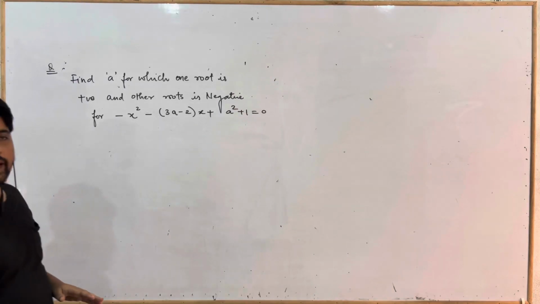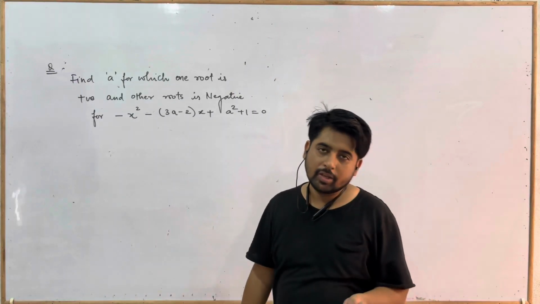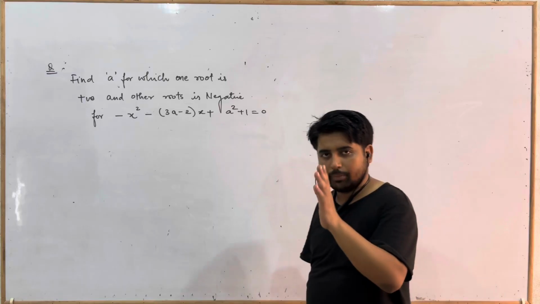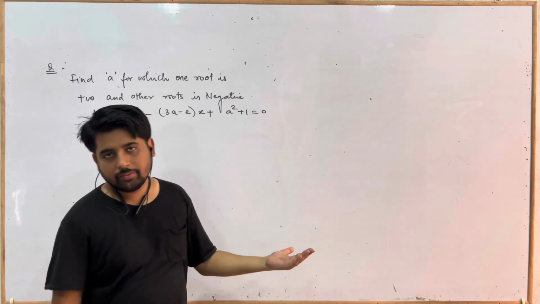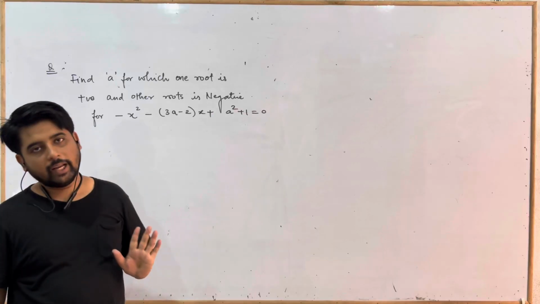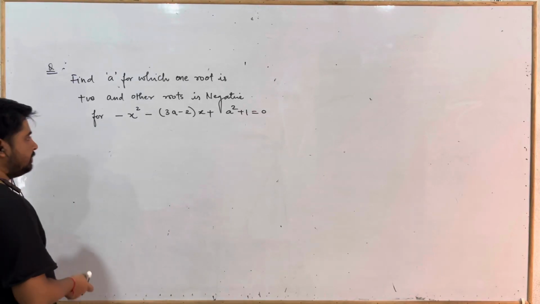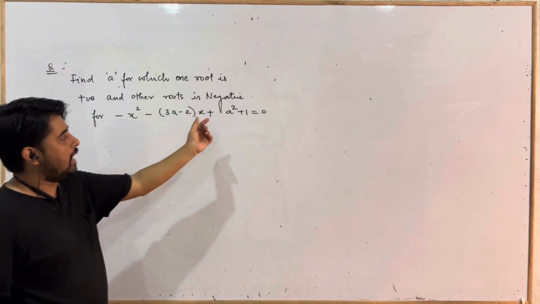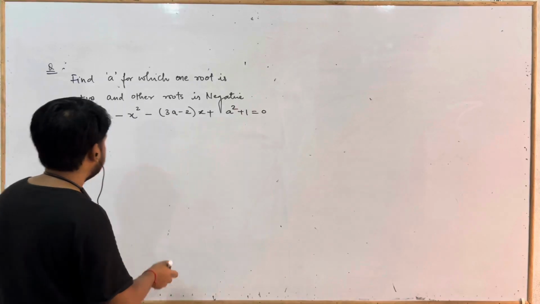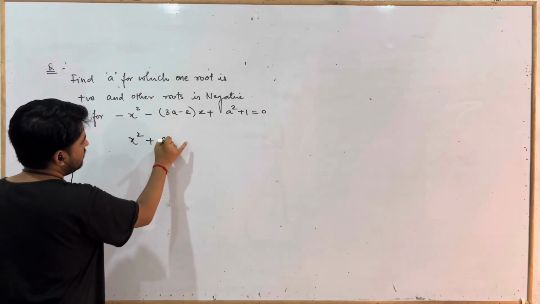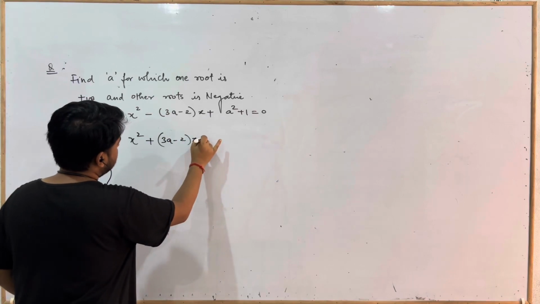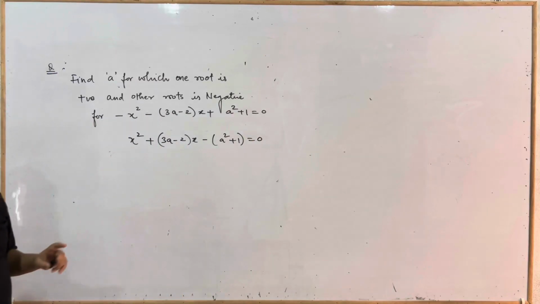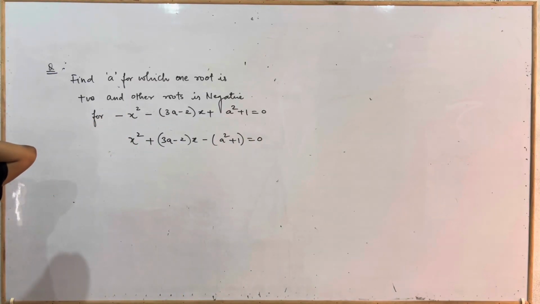One root is positive and the other root is negative. What is the meaning of this? That means 0 lies between both roots. If 0 lies between both roots, one side you will get the positive root and the other side you will get the negative. Now look here, the coefficient of x square is negative, so I am multiplying with the minus sign. I am writing this as x square plus (3a minus 2) into x minus a square plus 1 equal to 0. I am making the coefficient of x square positive by multiplying with the minus sign.